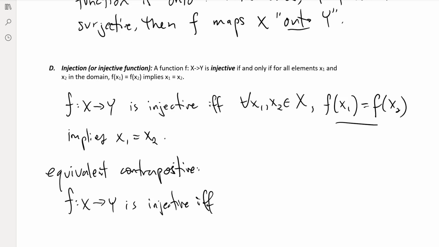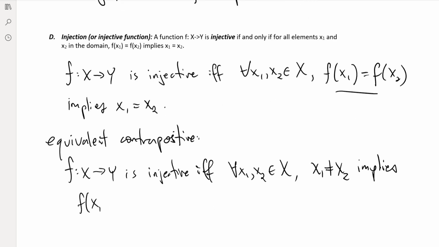I can write a contrapositive of this last conditional part of the definition, that having f at x1 equal to f at x2 implies that x1 is equal to x2. We can say f from x to y is injective if and only if for all x1, x2 that are elements of x, x1 not equal to x2 implies f at x1 not equal f at x2.